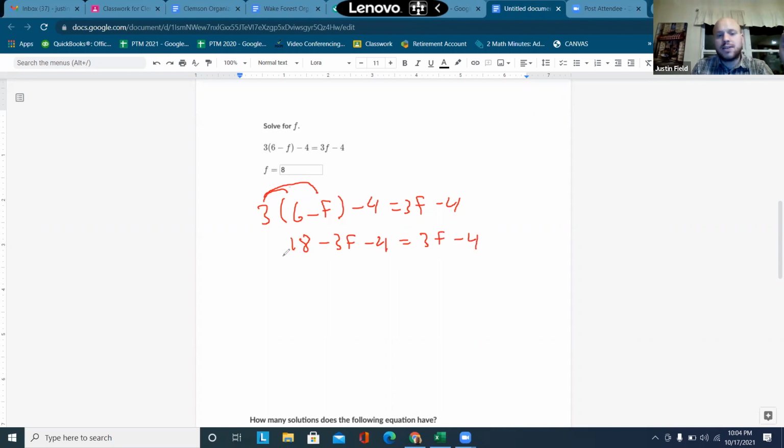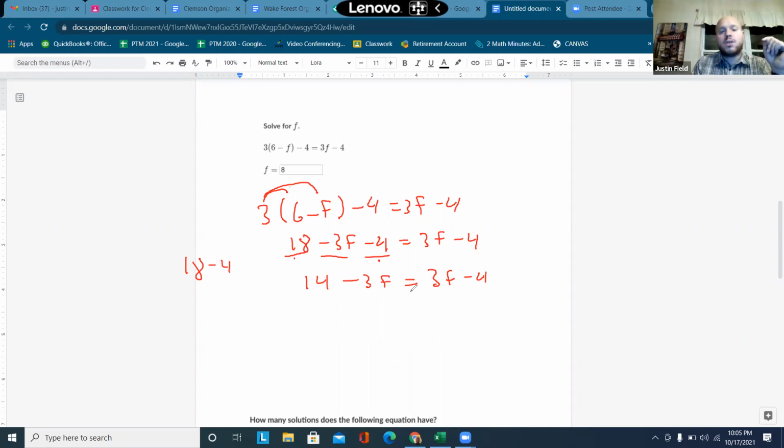And then look on the left side. We have 3 terms, 18, negative 3f, and negative 4. Out of those 3 terms, do you know which 2 are like terms? That would be the 18 and the negative 4. We combine those, you get, what is 18 minus 4? 14. So I'm going to rewrite this as 14 minus 3f. And I want you to notice that I always rewrite the equation. That is to keep organization, and that is the way you should do it.